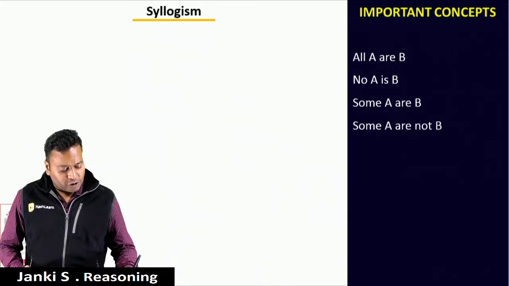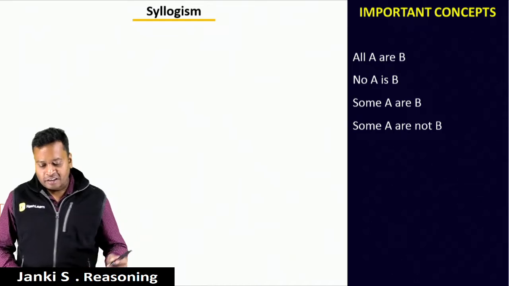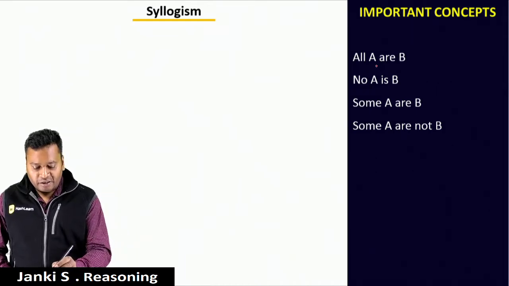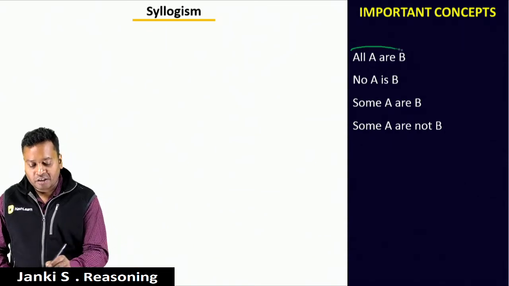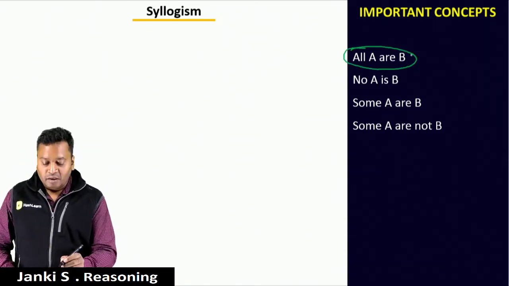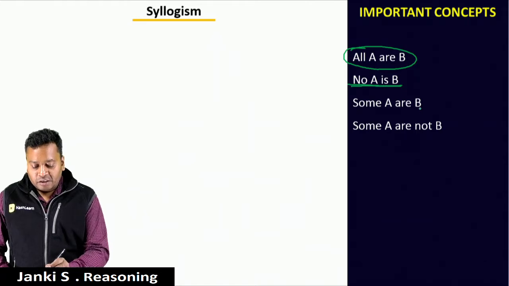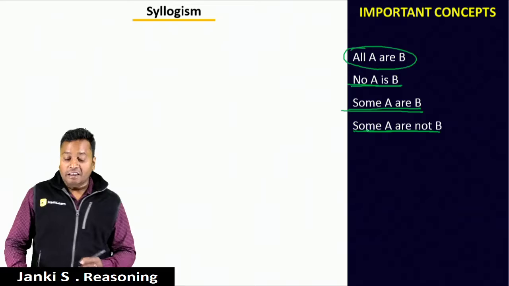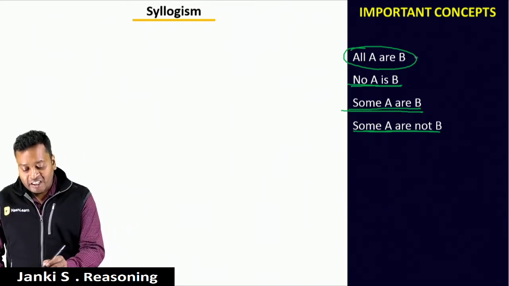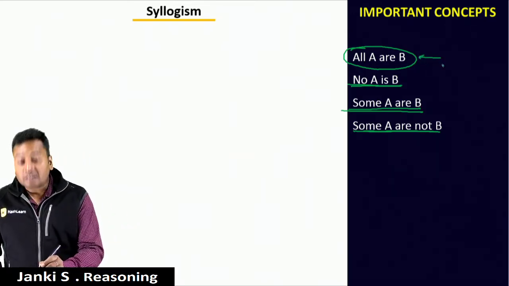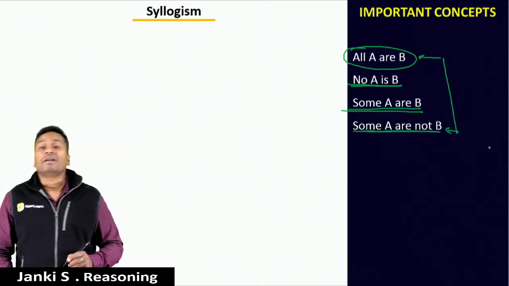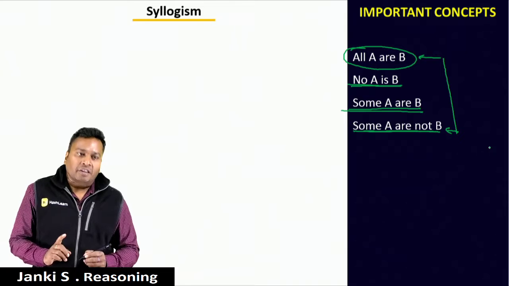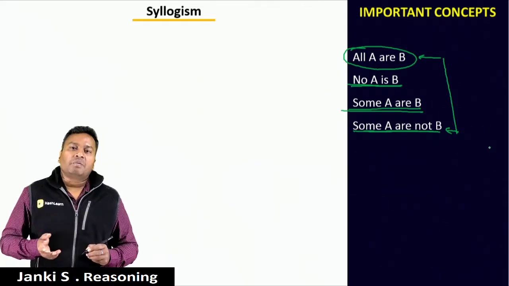I will not spend much of the time; you have to identify this. Relations: the relations given are all A are B, no A are B, some A are B, and some A are not B. These are the 4 relations. Now, what we have already identified earlier is that all A are B and some A are not B are negations of each other. Now, what was the meaning of negation?